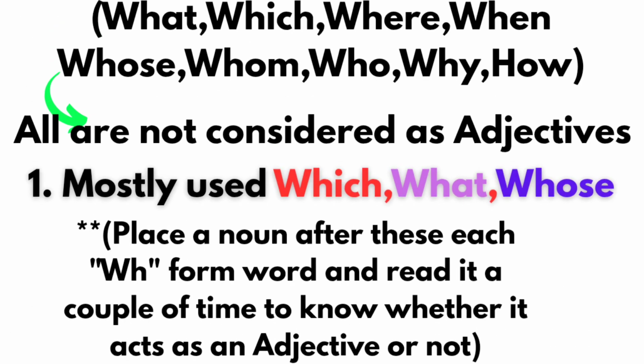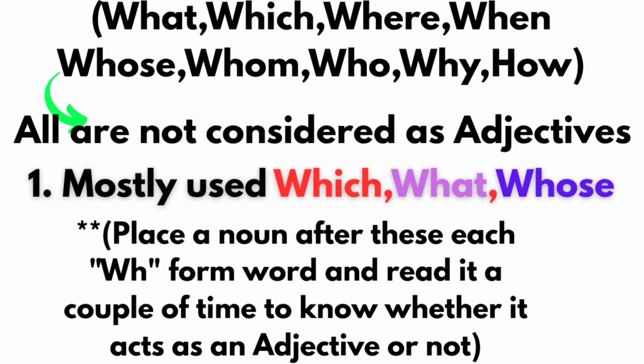In English, we have a total of 9 WH form words, but we cannot consider all of them as adjectives. We mostly use which, what, whose. They are considered as adjectives. So you take a random noun and place it after each WH form word, and you repeat the sentence a couple of times. If the sentence has meaning after using a noun after it, then that WH form word is an adjective. I hope this is clear, right?